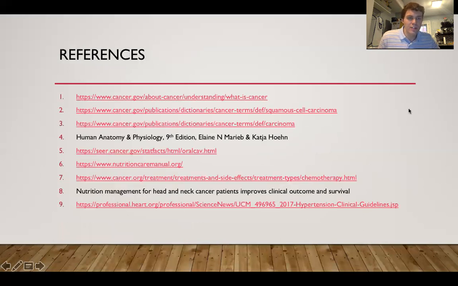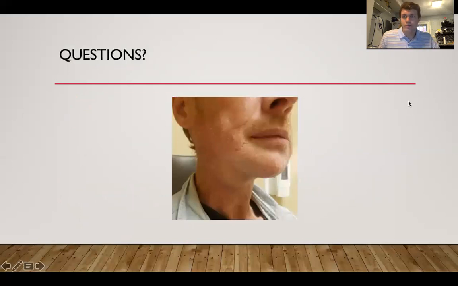Here's a list of my references, and I know you guys can't ask any questions, but I wanted to show this picture here. This is a 2-year post-op, so that's kind of what his face is going to look like 2 years from now, assuming everything goes well and there aren't any complications.